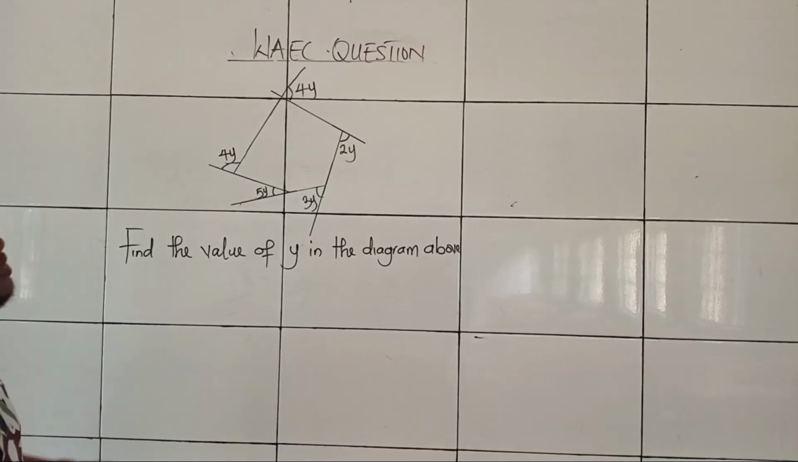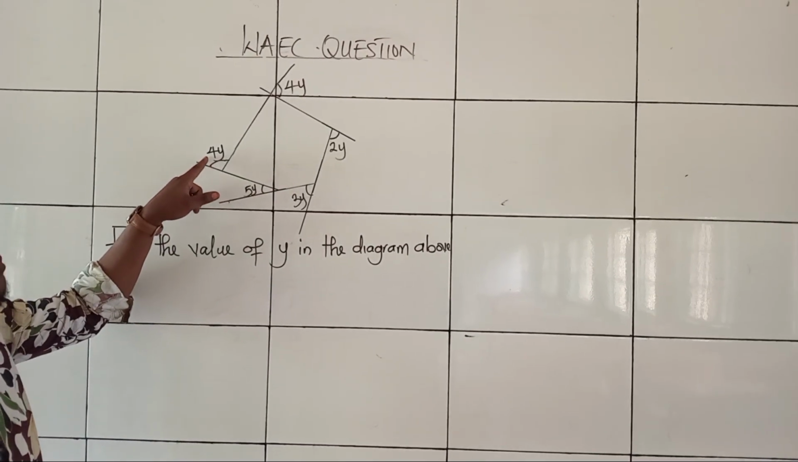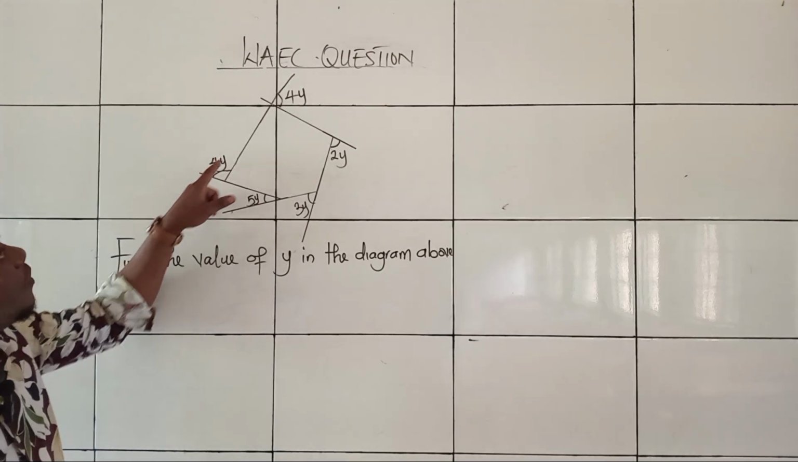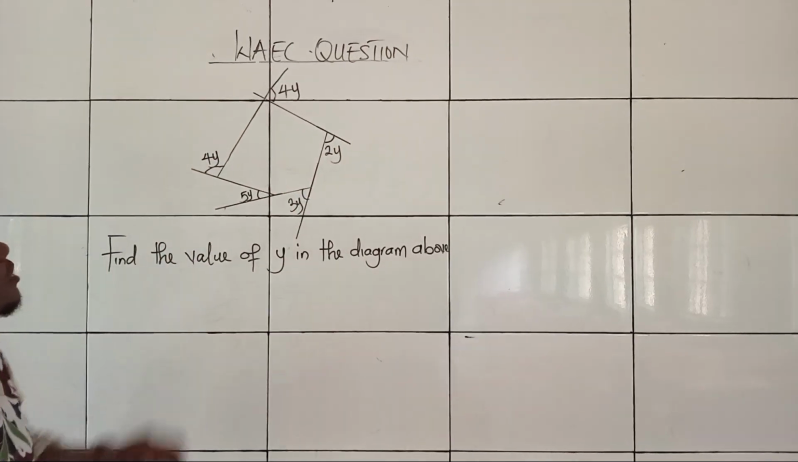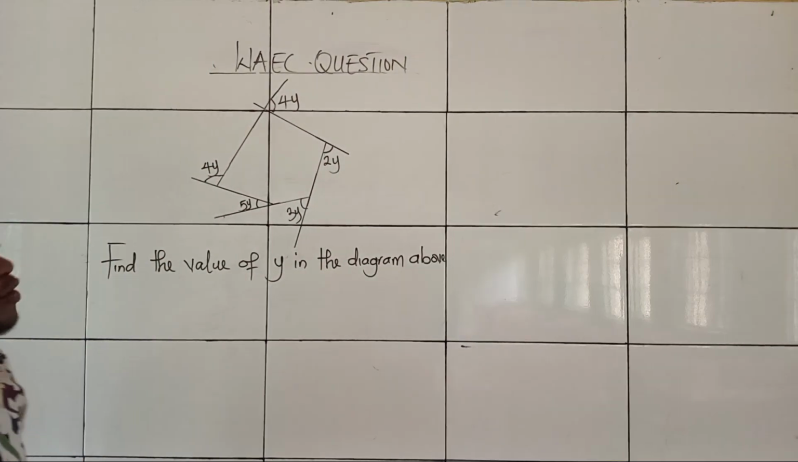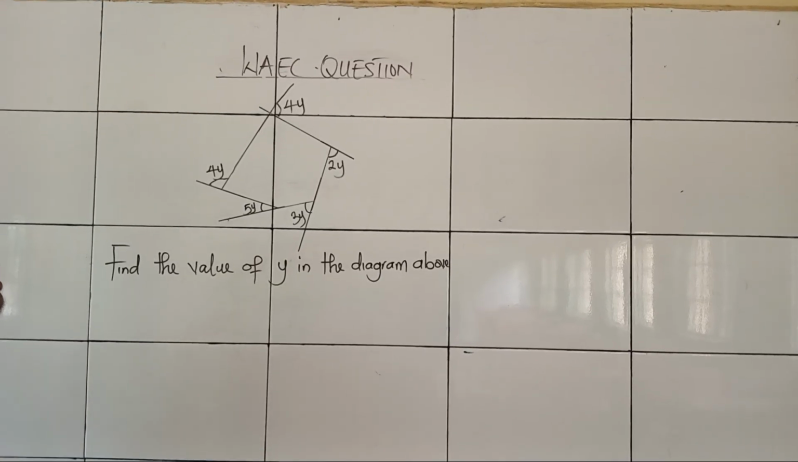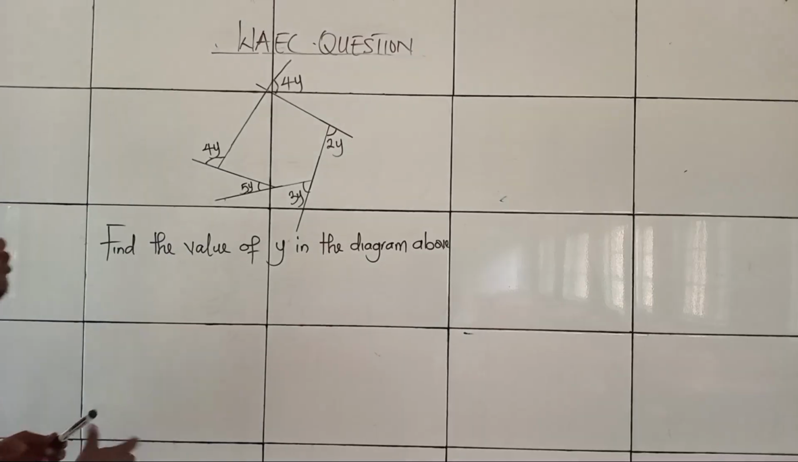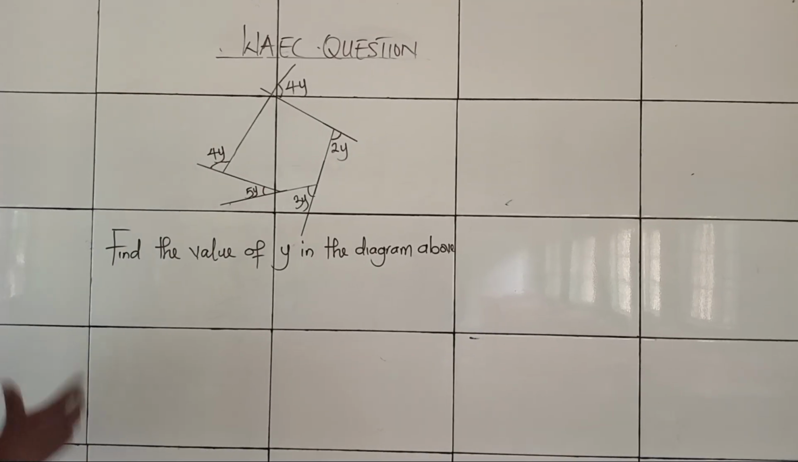In each of these shapes, we have different angles, but the angles are external angles. And the sum of the external angles of a polygon is 360 degrees. So to find the value of y here, we sum up everything and equate it to 360.